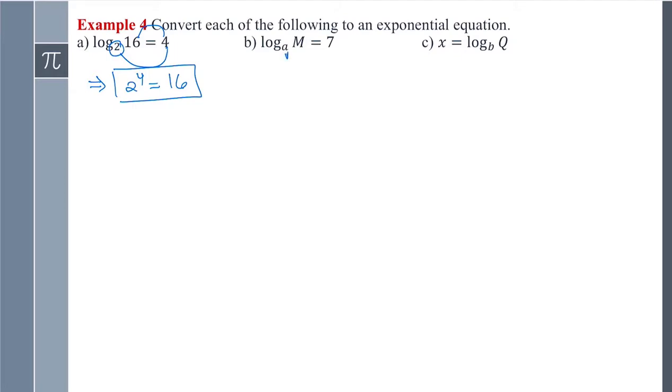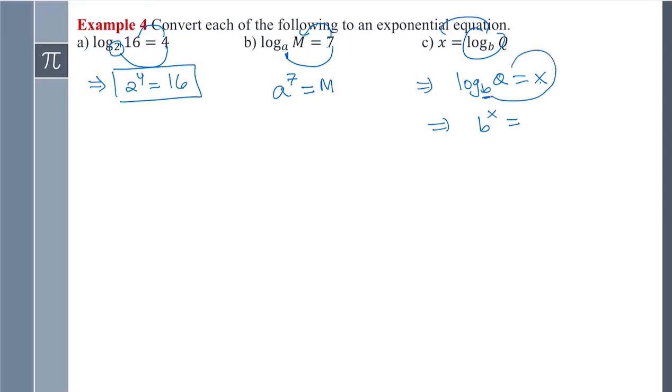Again, we start from a, we go to the other side, and we come back here. So a raised to the power of 7 equals m. Now here again, if we want to do that, let's put this one in the left hand side. So we can write log base b of q equals x, and that is we start from the base b raised to x equals q, so we go around. Okay, so these are the exponential equations which are equivalent to the given logarithmic equations.